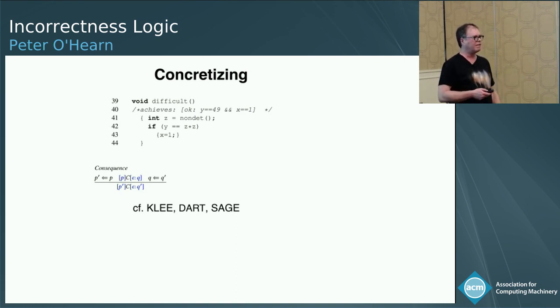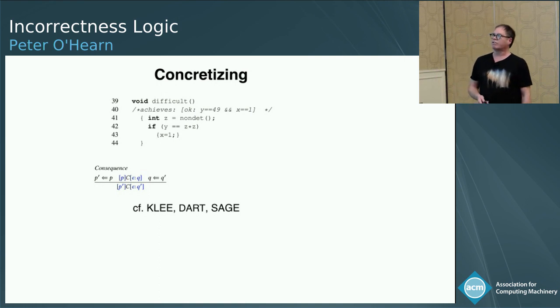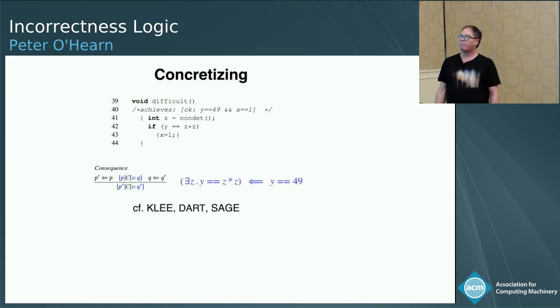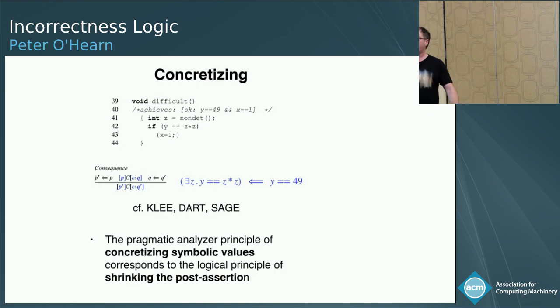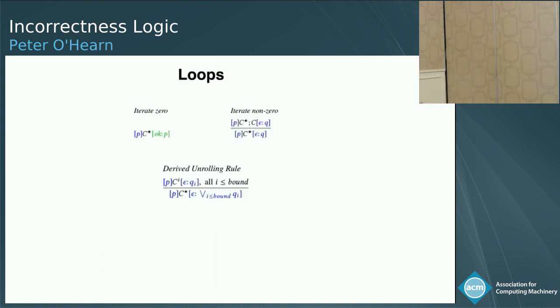So what they do in these cases, when they get confused, instead of stopping, they drop to the concrete. Maybe not the entire concrete. They might partially concretize a symbolic state and then continue on. That's very interesting. So that's where we see this z times z, right? What we can do here is shrink the state by considering the case when z is 7. Then y is 49. I get a sound under-approximate conclusion that y equals 49 and x equals 1. That's a sound under-approximate conclusion got by concretizing the z part of the state as we were going. I didn't design this logic with this in mind, but the pragmatic analyzer principle in these tools of concretizing symbolic values corresponds again to this principle of shrinking the post assertion as we go along a path.